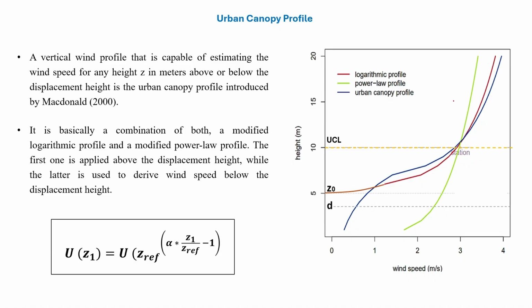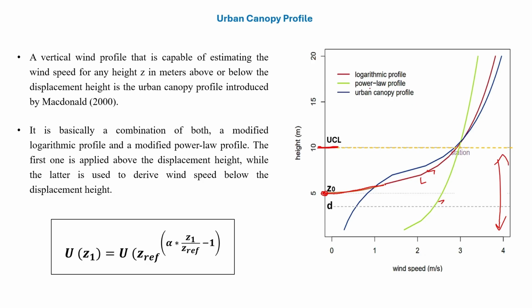Then the urban canopy profile. So you see within that urban canopy profile, the red color is the logarithmic profile. That is, it will extrapolate and go to 0 at the Z0 height. Okay, so this is for the logarithmic. And the power law, if you take, it is following this line. So both are inaccurately predicting the wind profile within that urban canopy layer.